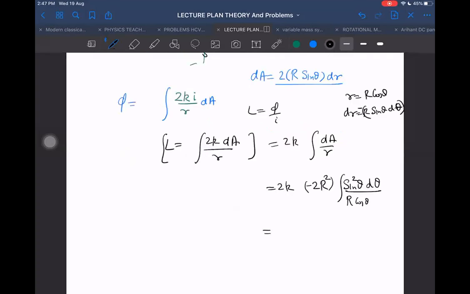Is it easy to integrate or not? The answer will depend on whether it is easy to integrate or not. 4K r, the minus is there. I don't have to worry about the minus sign. Otherwise also I will be determining the magnitude of the flux. I don't have to worry about the negative sign here, right? So next we are getting, is the integration easy or not? Sin squared theta upon cos theta.